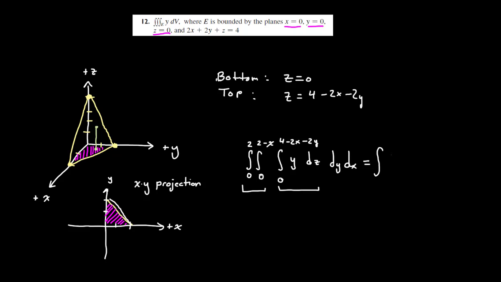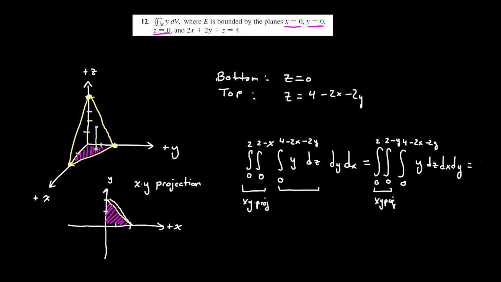Now I also can very easily, for the xy projection, fix the y to be 0 to 2. And then the x is going to go from 0 to 2 minus y. And then we have the same interior, from 0 to 4 minus 2x minus 2y, dz. This time I have to switch to dx dy. And I'll ruin it for you by telling you the answer, and this comes out to be 4/3.